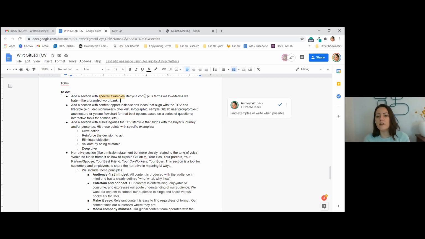But it's really kind of a fun way to create a tool for customers and employees to share the narrative in meaningful ways. Because a lot of times, you'll be at the dinner table with your family, you're trying to explain what you do for work, and you don't really have the exact words, especially to explain it to a layman who wouldn't necessarily be familiar with the culture. So I think this would be a really great way to break it down one step further and really seal the deal with the whole tone of voice.